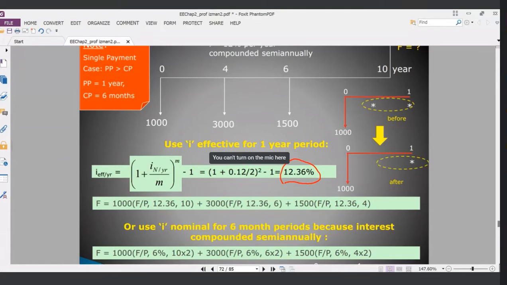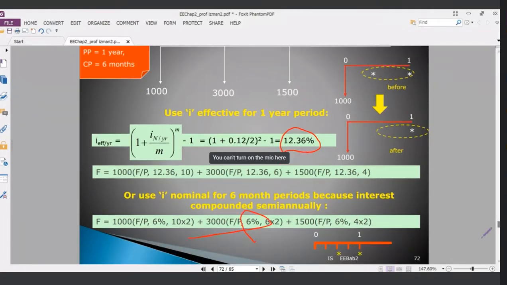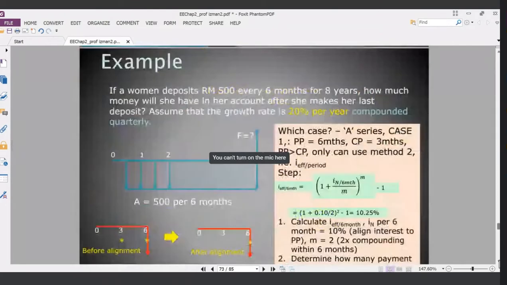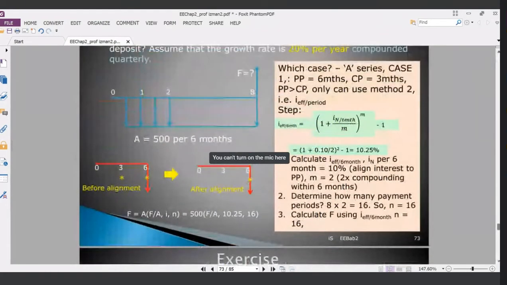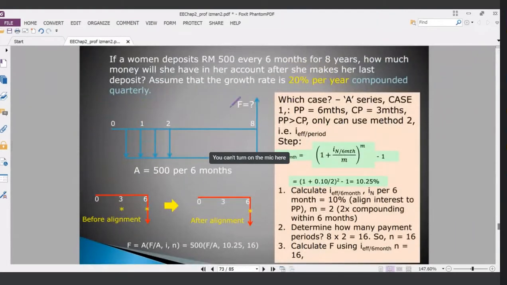And for this problem, you also can solve the problem using I nominal. But I would prefer to use the I effective, so that it will not complicate you. So there is the third situation. We call it a special case, where you have a series of situation. So there is a woman who deposits 500 every 6 months. So for this case, payment period is 6 months, for 8 years. How much money will she have in her account after she makes her last deposit? Her last deposit is at year 8. So F8. So we're looking for the F8.